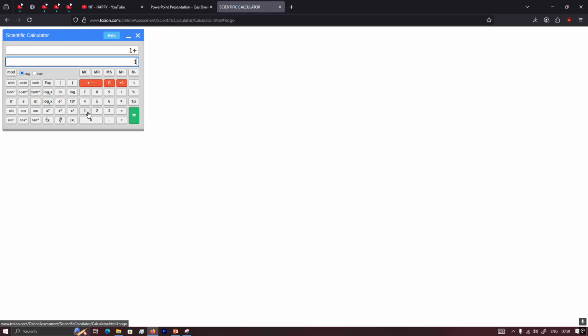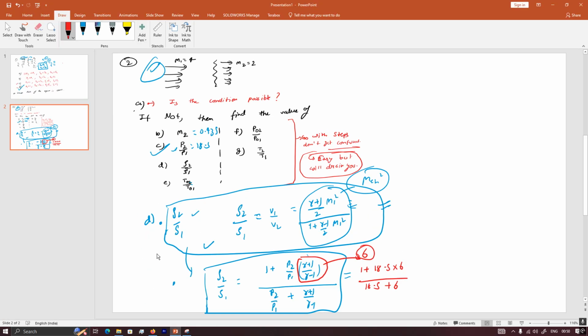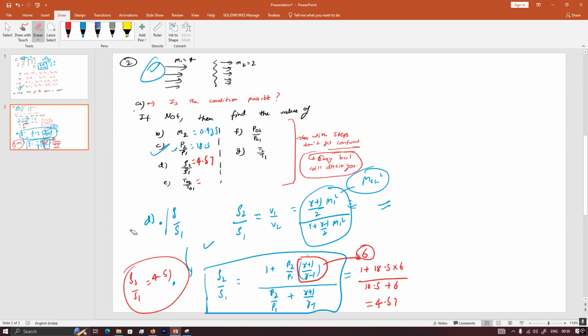So this thing will come as 1 plus 18.5 into 6 upon 18.5 plus 6. It is coming as 4.57. So this ratio, rho 2 by rho 1, will be 4.57. So the density has become 4.57 times the density before the normal shock wave.